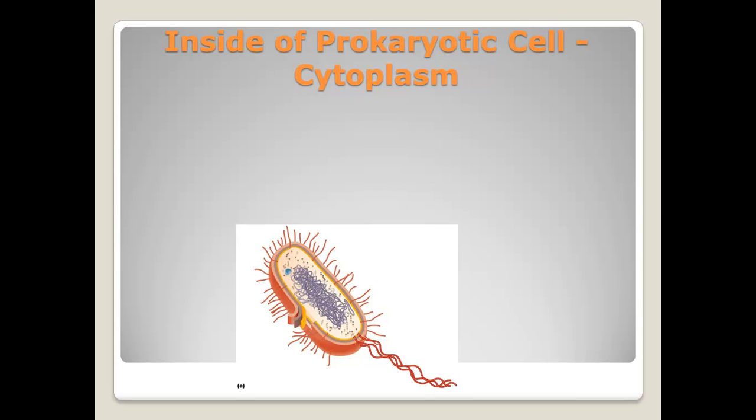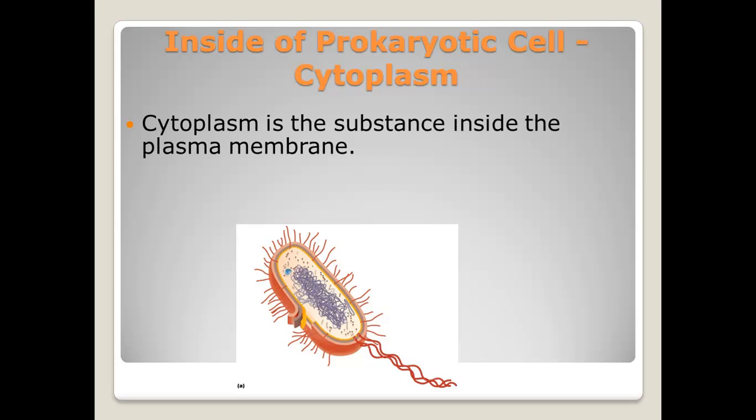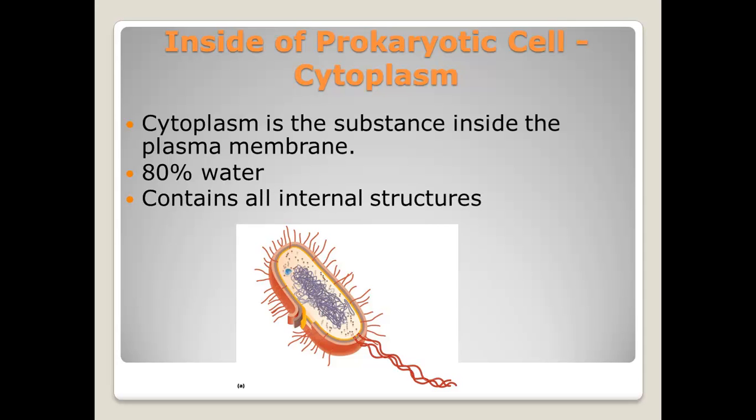Inside of the prokaryotic cell, the cytoplasm. The cytoplasm is the substance inside the plasma membrane. It is 80% water since we don't have membrane-bound organelles. There is less water in the eukaryotic cell due to membrane-bound organelles. It contains all internal structures.